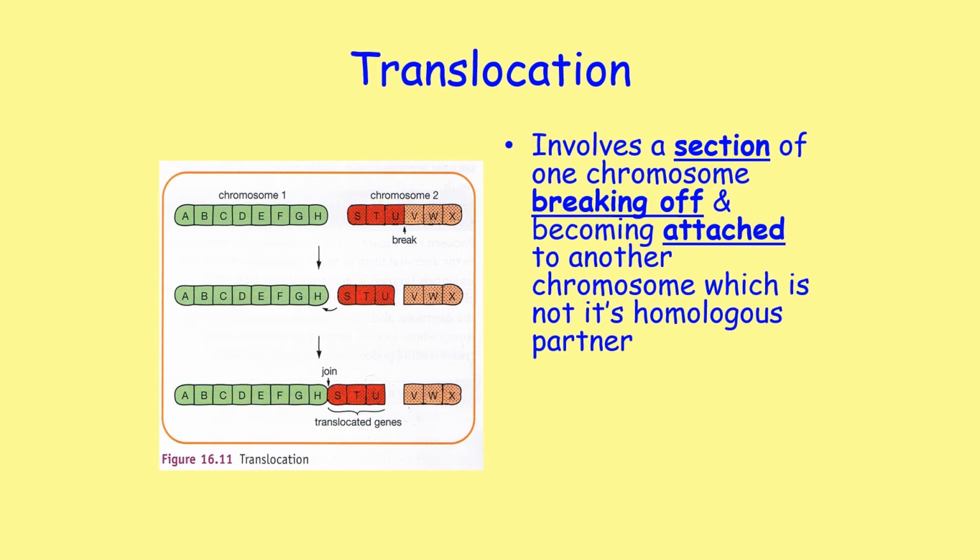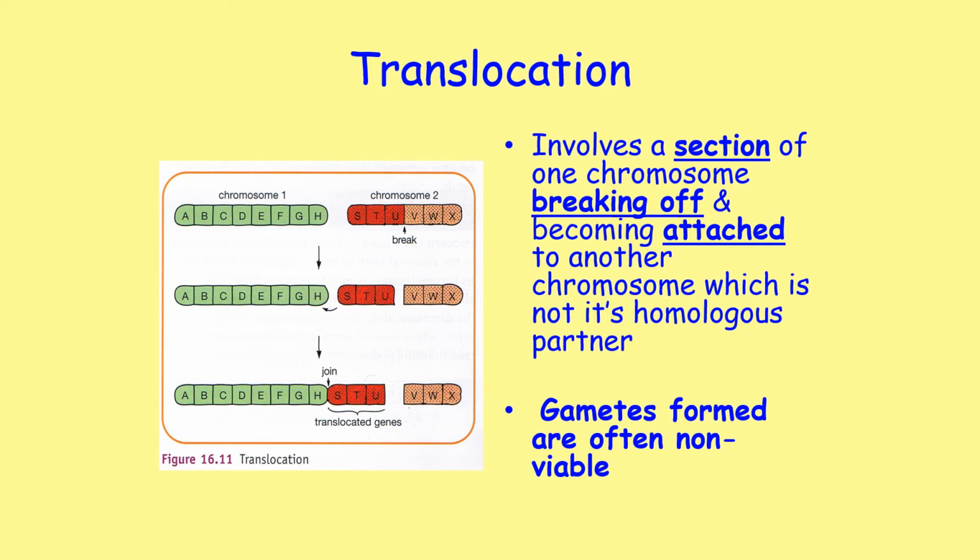Again, in translocation, you've got chromosome 1 and chromosome 2. Those letters are indicating the genes on the chromosomes. In this particular translocation diagram, this is not reciprocal. So you can see our chromosome 1 that is all green is staying as it is. However, in our chromosome 2, the section of the chromosome that contains the genes S, T and U is broken off, and that particular section of the chromosome is now being joined onto chromosome 1. So it now has those translocated genes.